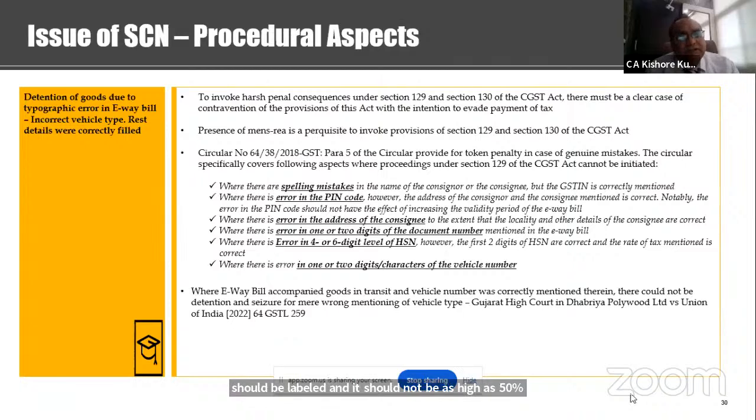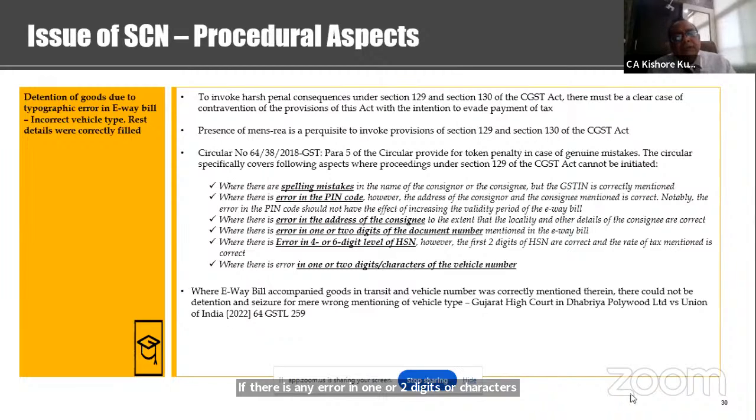Now, what is considered a typographic error? The circular lays down various instances, such as a spelling error in the name of the consignor or consignee, where the GST number is correctly mentioned. Also, if there is an error in the PIN code, an error in one or two digits of the document number, an error in the HSN number being mentioned, or an error in one or two digits or characters of the vehicle number.